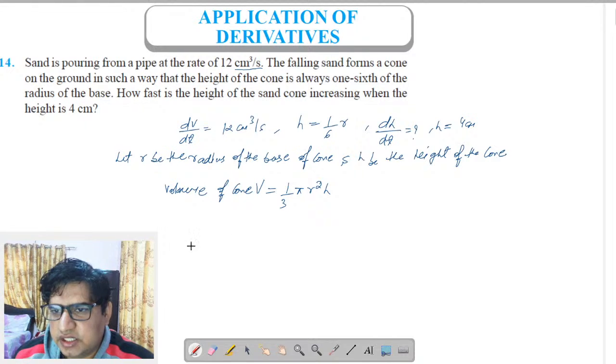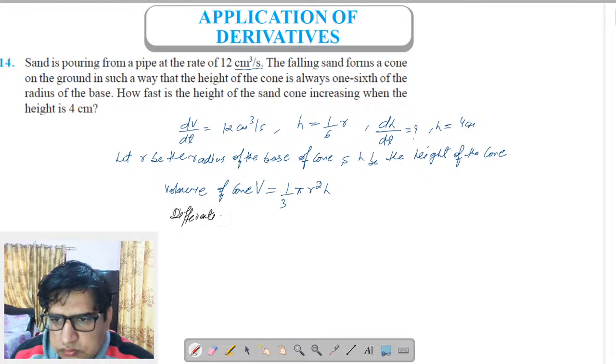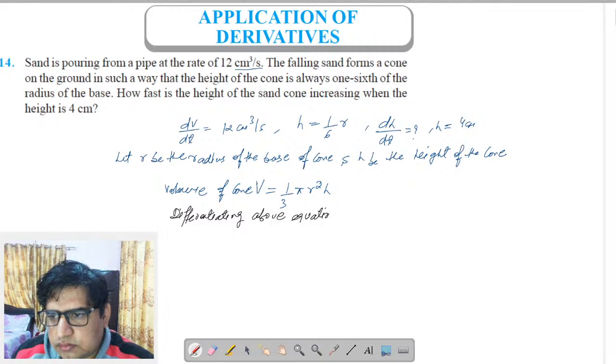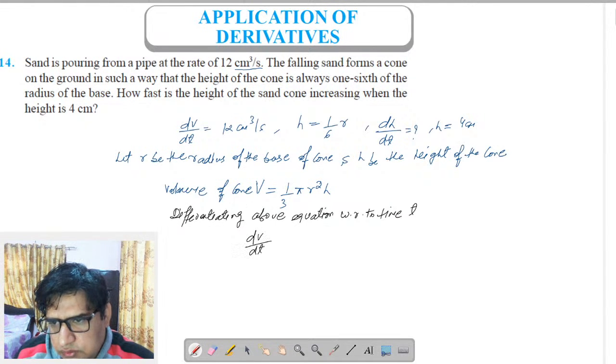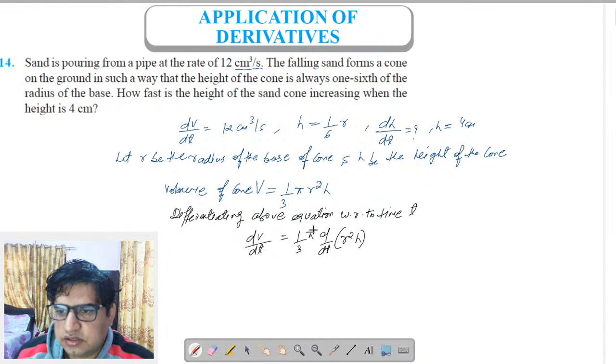सो इसमें हम क्या करेंगे, we are supposed to find dh by dt. तो इसमें हम will simply differentiate this above equation with respect to time, ठीक है। So we will simply write differentiating above equation with respect to time t, ठीक है। And that will be dV by dt is equal to 1/3 π, can be taken out common because that is constant, d by dt of r² h.